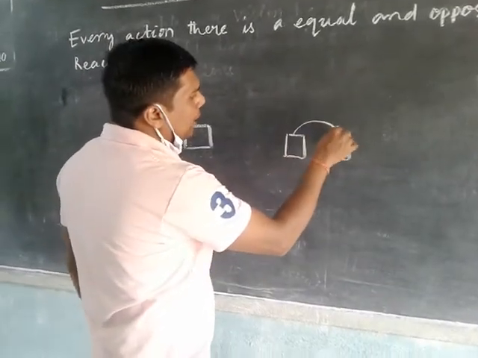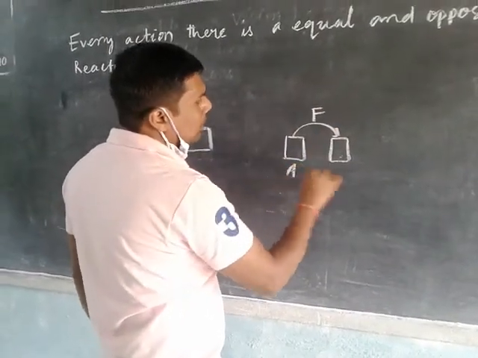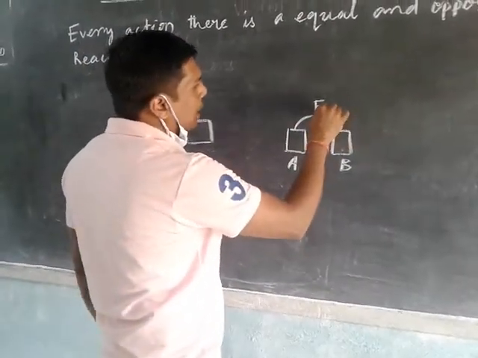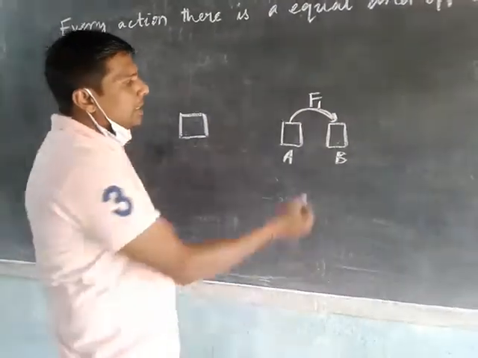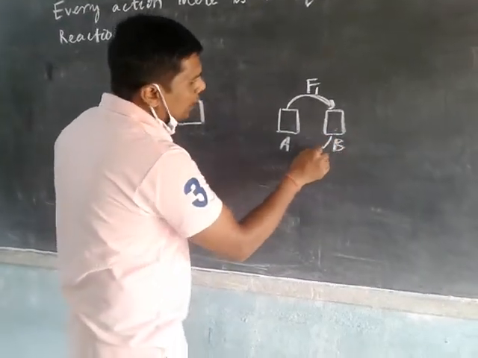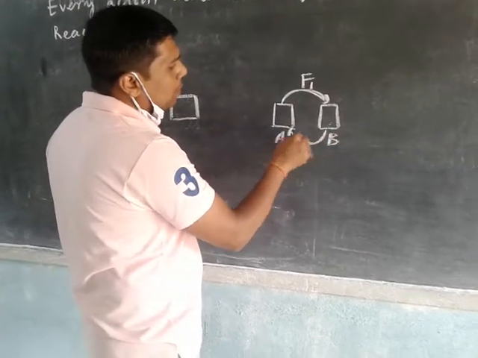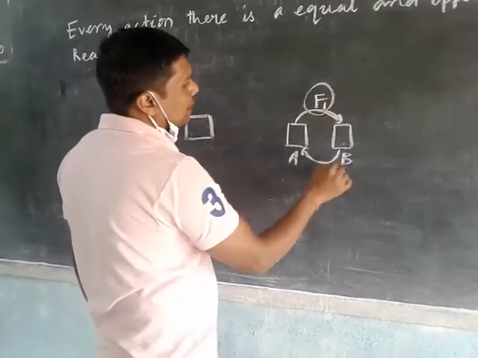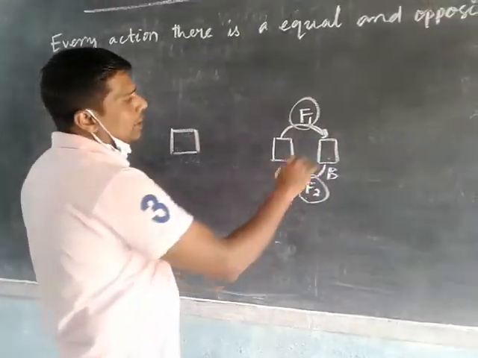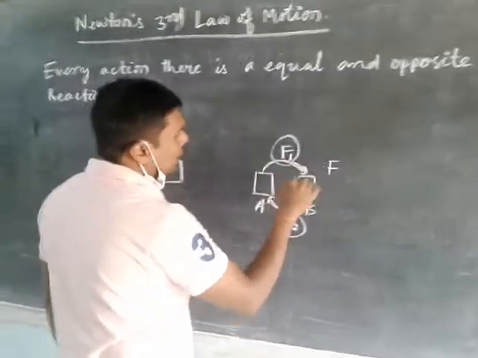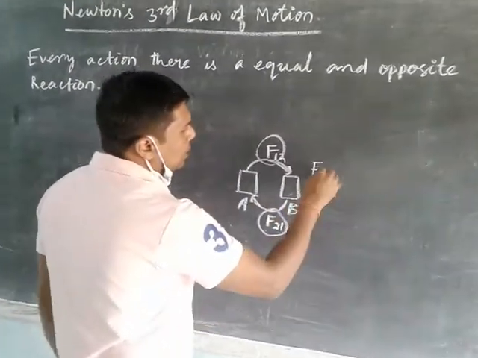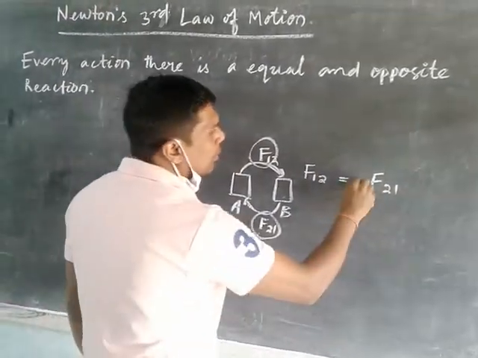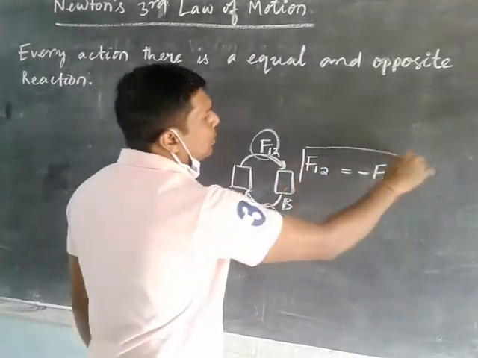Suppose this is body A and this is body B. When body A applies a force on body B, simultaneously, at the same time, body B also applies the same force on body A. That means these two forces are opposite to each other. Suppose this is F12 and this is F21. F12 is equal to F21, but opposite in direction. This is what Newton's third law tells us.